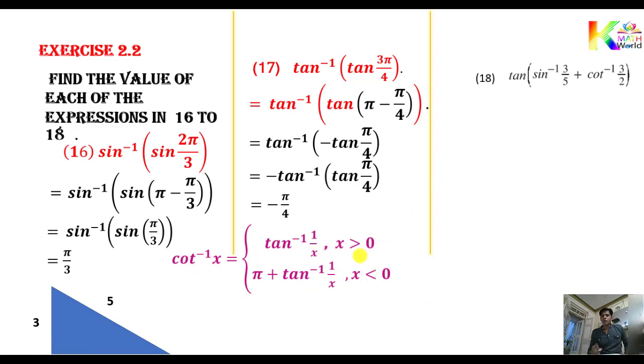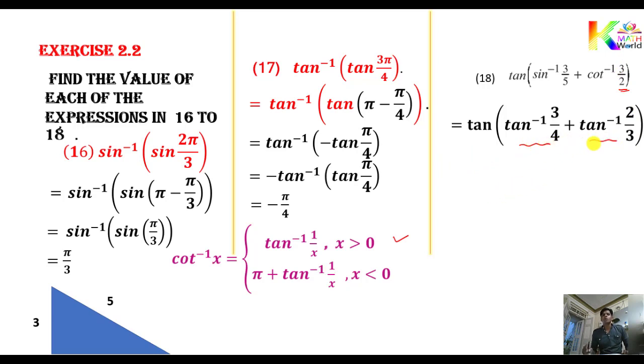Okay. So this is the formula: cot inverse x equals tan inverse 1 over x. This is your x, 3 by 2, obviously a positive value, so you can use this formula: tan inverse 1 by x. So in the next step, tan of tan inverse of 3 by 4 plus tan inverse, just consider the reciprocal value, 2 by 3. So now you have which format? Tan inverse x plus tan inverse y format.